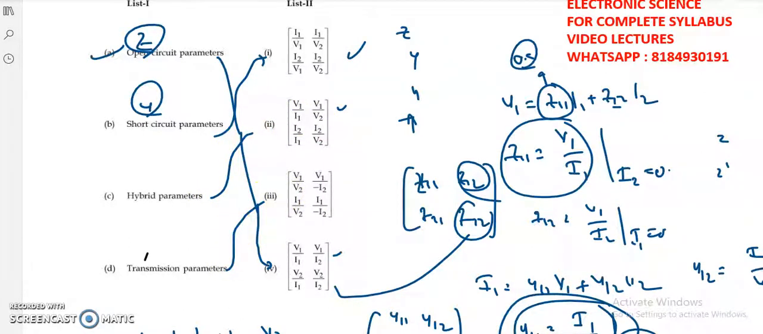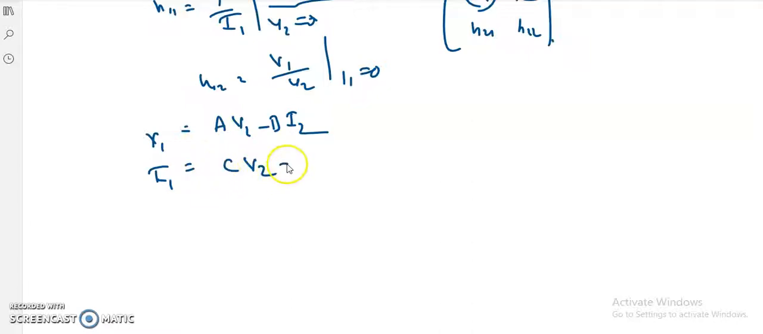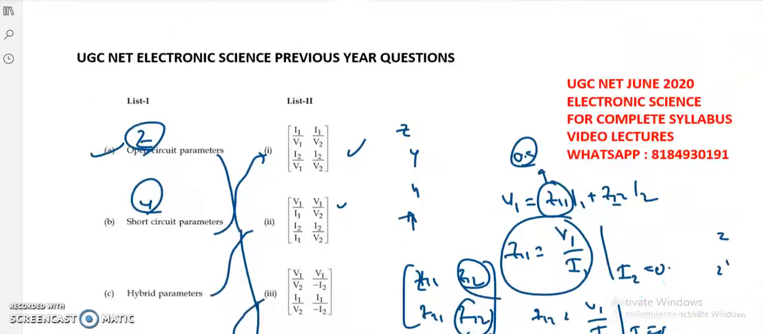Coming to the transmission parameters, the equations are V1 is equal to A into V2 minus B into I2. Similarly, I1 is equal to C into V2 minus D into I2. The parameters matrix is A, B, C, D. So this is the way of solving this question.